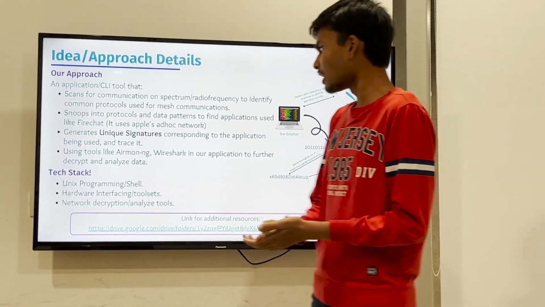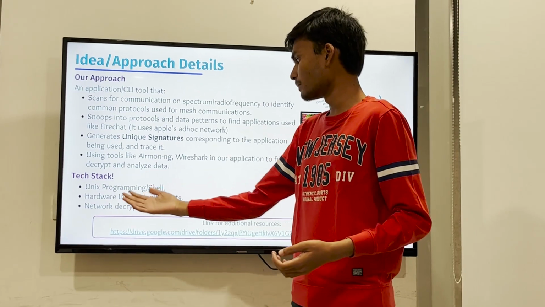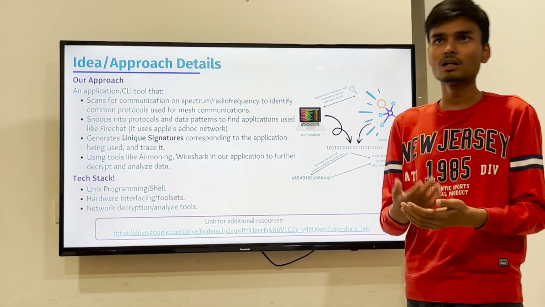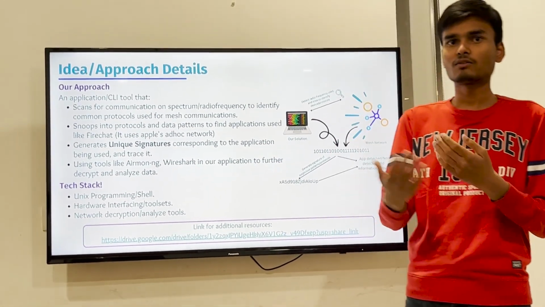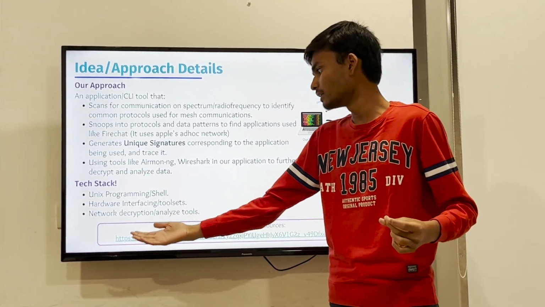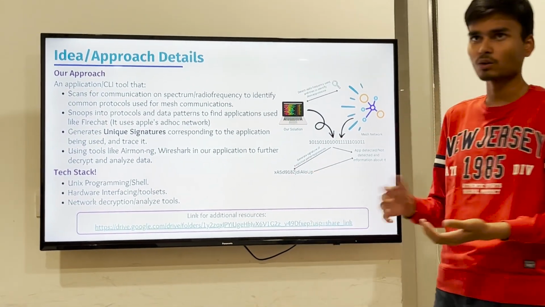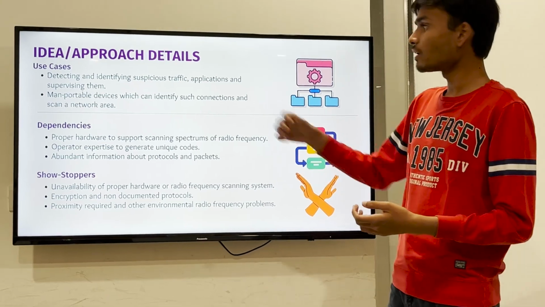Now our tech stack. What is our tech stack? It is basic Unix programming or shell. Then there is hardware interfacing. We might be using radio frequency hardware that can detect different frequency bands. Then we will also need network decryption and analyzing tools like Wireshark to identify suspicious networks and get traffic from the data.